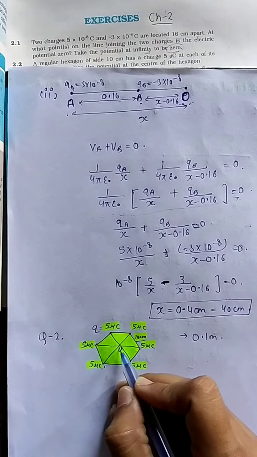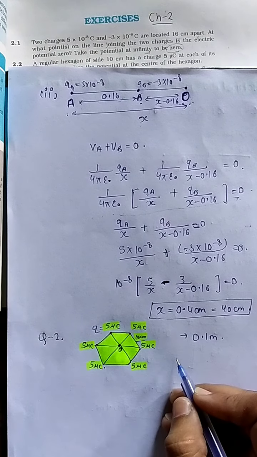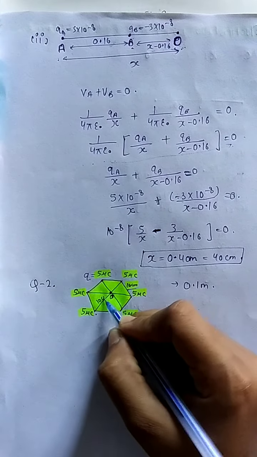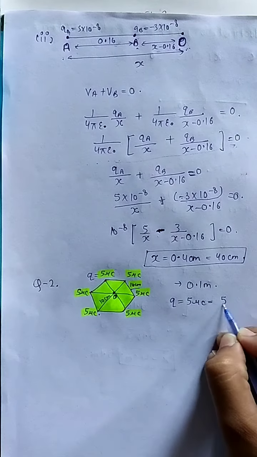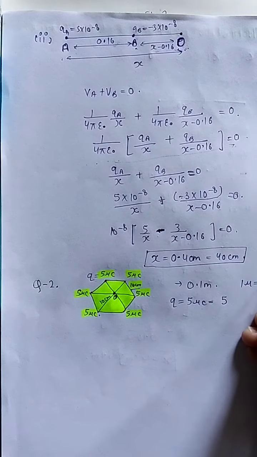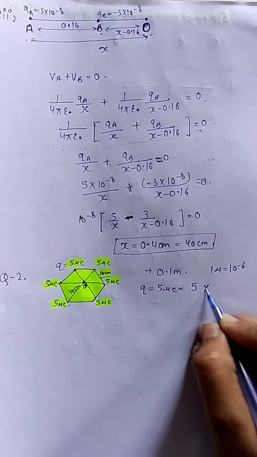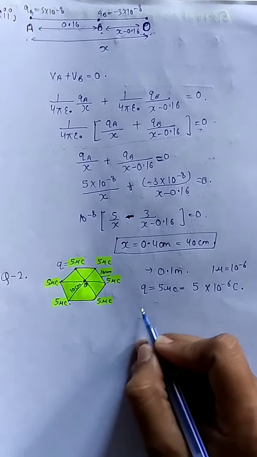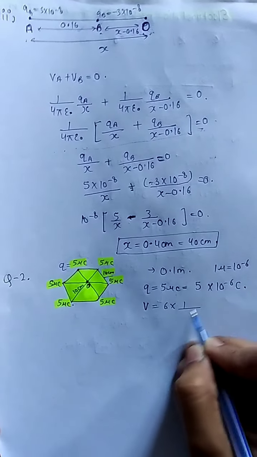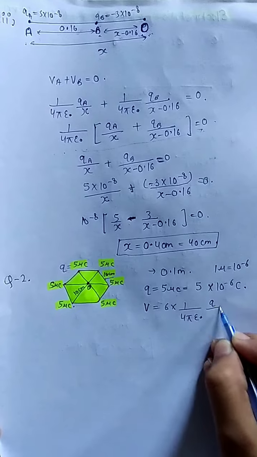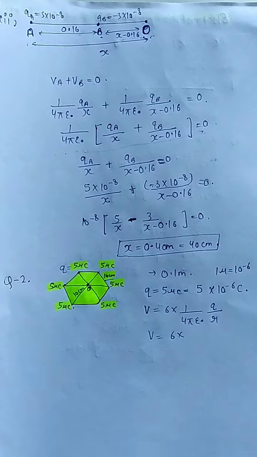We have to find the electric potential at the center O. Then this distance is also equal to 10 centimeter. Q is 5 mu coulomb, and we know that 1 mu is equal to 10 power minus 6. So this charge will equal 5 into 10 power minus 6 coulomb. Now the electric potential at point O is equal to 6 into 1 upon 4 pi epsilon naught Q upon r. V equals 6 because we have 6 vertices.